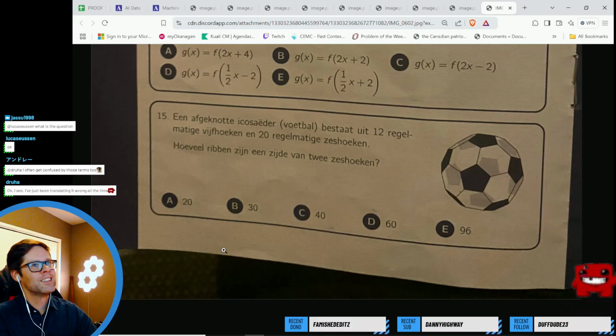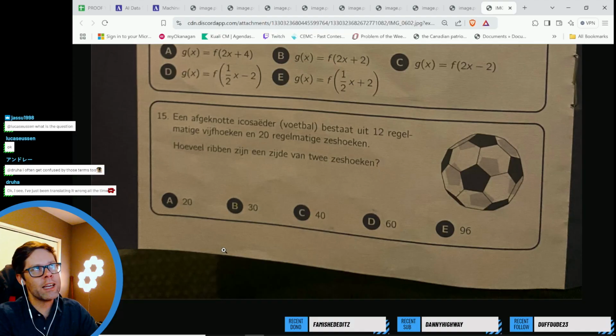Whoops. But I mean, isn't injective the only one that you really need for it to be invertible?